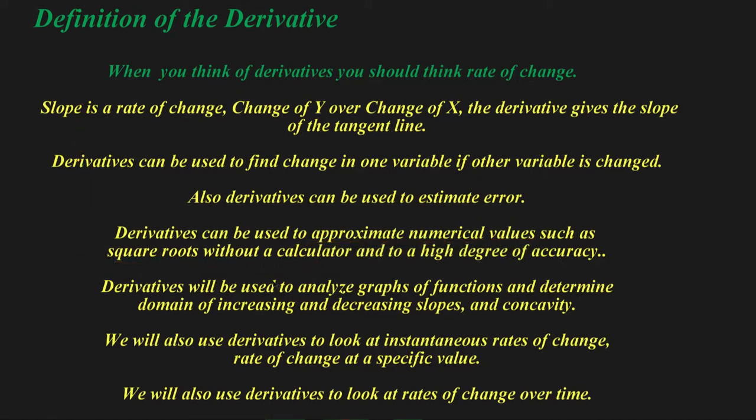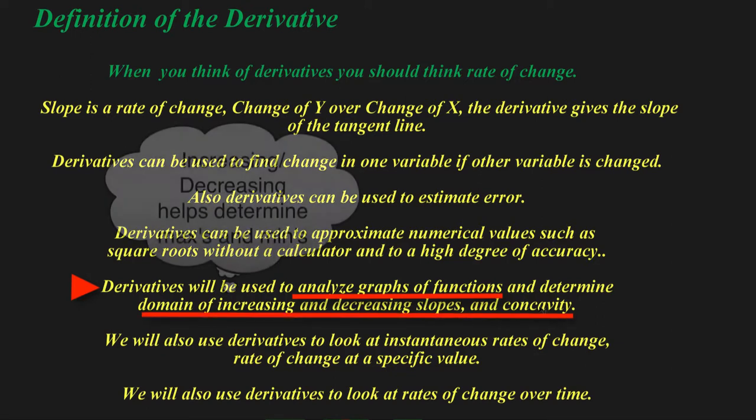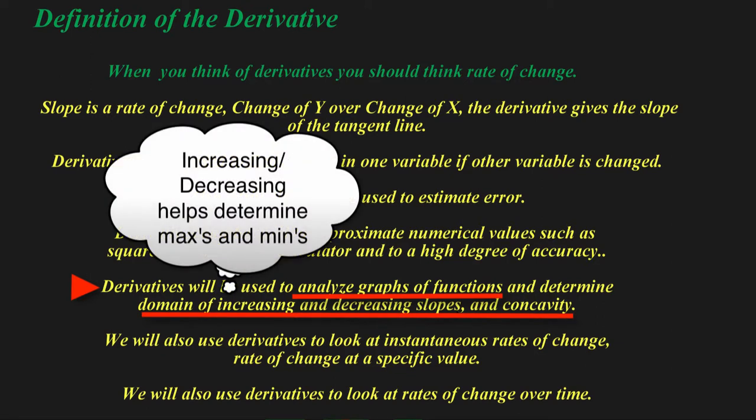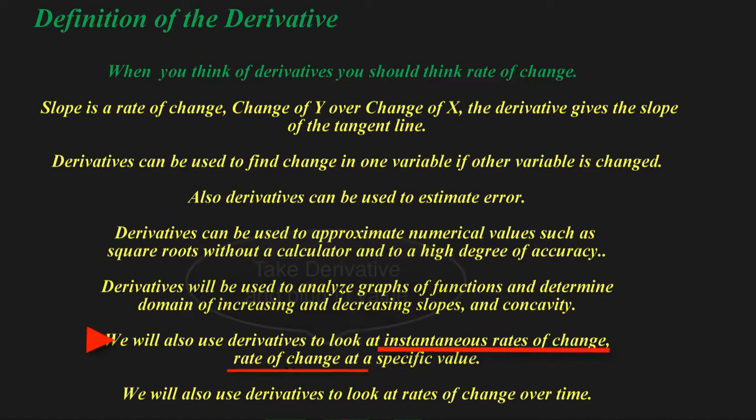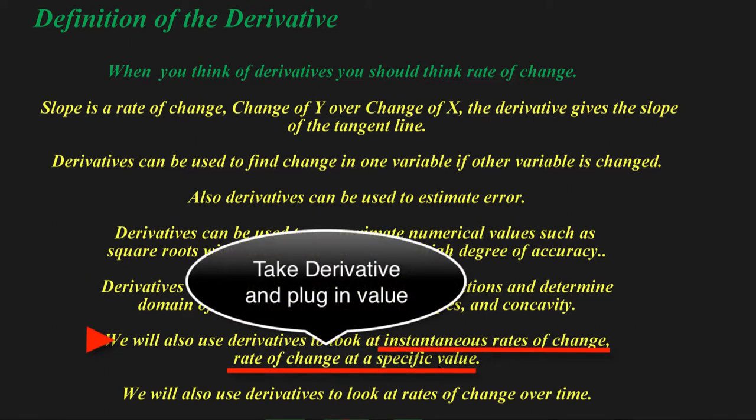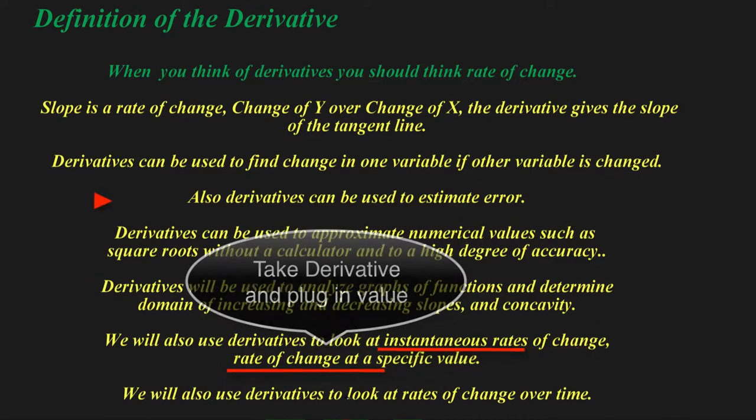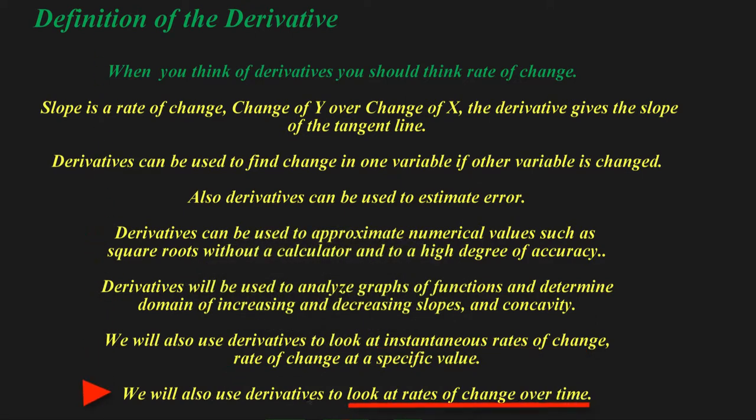Derivatives also can be used to look at slopes of tangent lines, as we said, but over ranges of numbers. We'll find things called critical points and test them to see if they're maxes or mins, determine where the peaks and the troughs occur in your graph, and discuss concavity. We'll also look at instantaneous rate of change, I discussed that earlier, the tangent line slope at a specific value. And finally, related rates, we will look at the use of derivatives to look at rates of change over time.